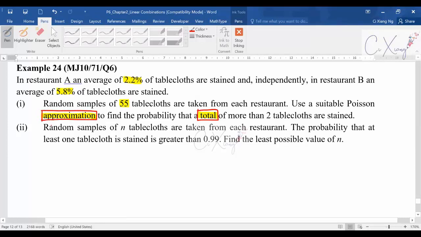So the keyword here is total, and another important keyword that you can see here is approximation. When you see the word approximation, that means, from the syllabus that you learned before, there are a few options. Either you change binomial to become Poisson, or you can use Poisson to become normal.